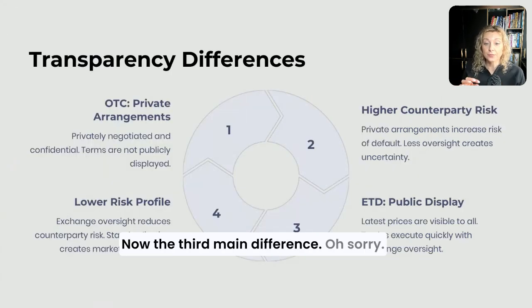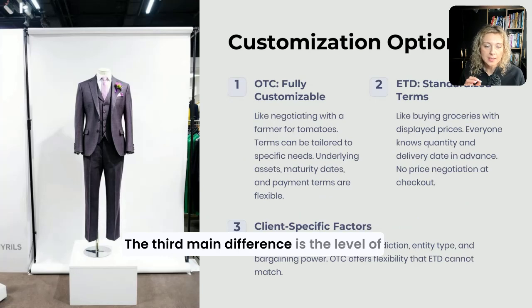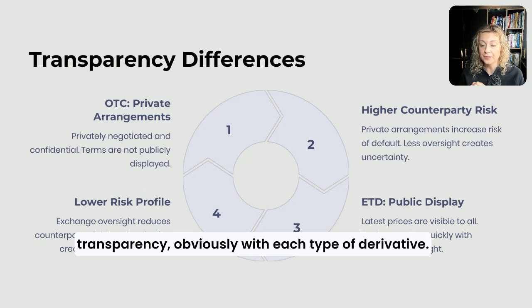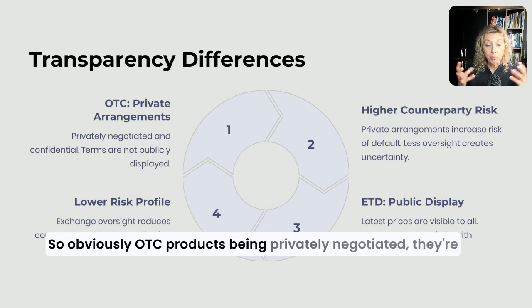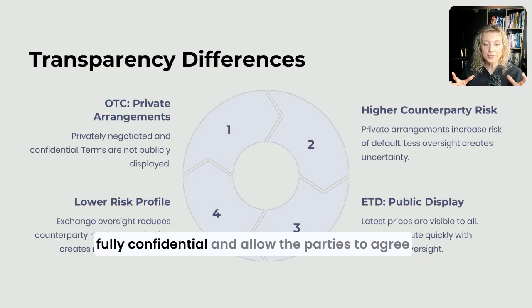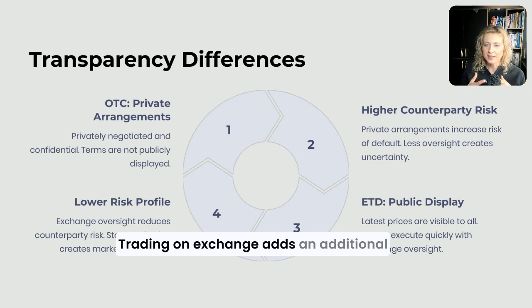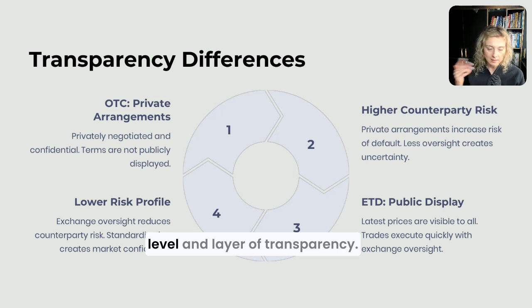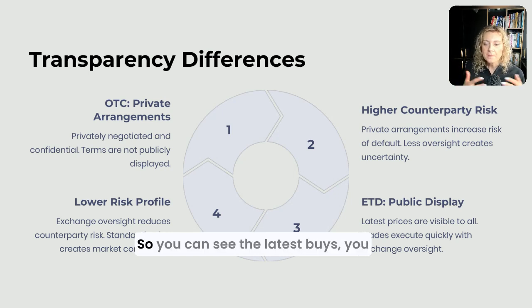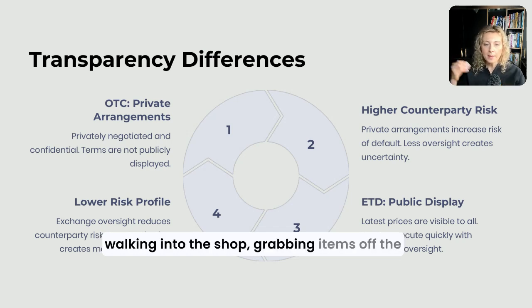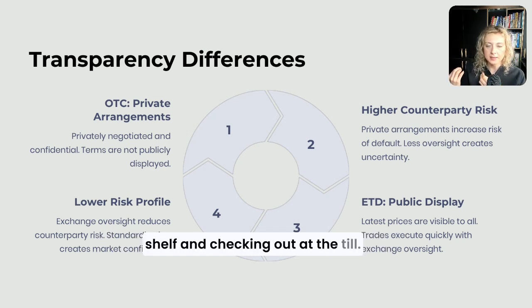Now, the third main difference is the level of transparency with each type of derivative. OTC products being privately negotiated, they're fully confidential and allow the parties to agree bespoke terms that meet their specific requirements. Trading on exchange adds an additional layer of transparency. So you can see the latest price, you can execute trades very quickly. It's literally like walking into the shop, grabbing items off the shelf and checking out at the till.